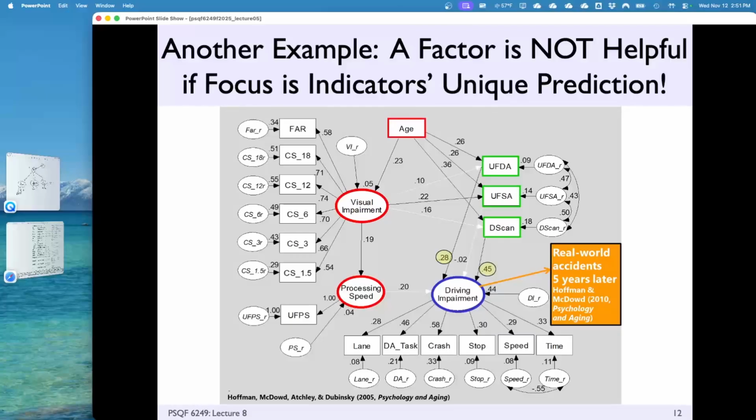This is a picture from one of Lisa's papers. What was the class in spring she put this in? Generalized. So she had this for path models. All right. Yeah. So you've got a visual impairment factor, a processing speed factor, and driving impairment right here. Each of these is predicting output from various tests itself. You've got age that also predicts some of this as well.